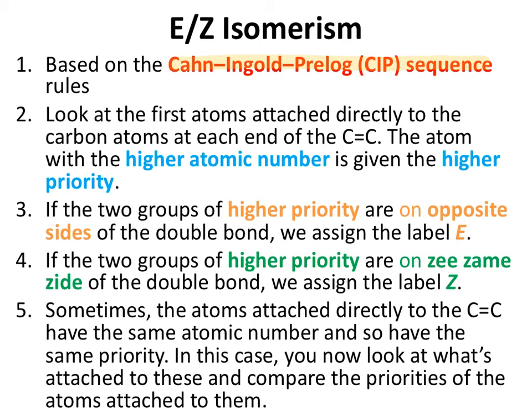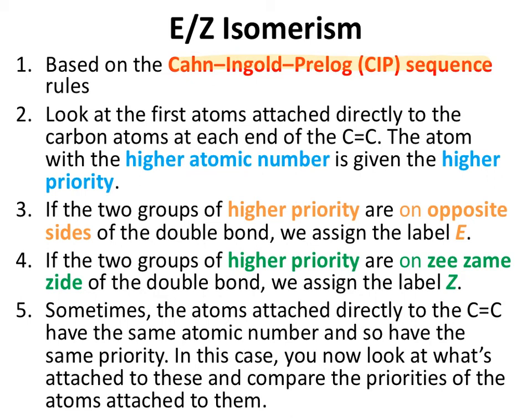So we're going to be looking at the atoms that are attached directly to the carbons in the carbon-carbon double bond. We're going to look at which atoms are attached to the carbon on the left, and then we're going to look at the atoms attached to the carbon on the right. So when we look at the atoms attached to one of those carbons, let's say the carbon on the left of this carbon-carbon double bond, we are going to assign priority, okay?